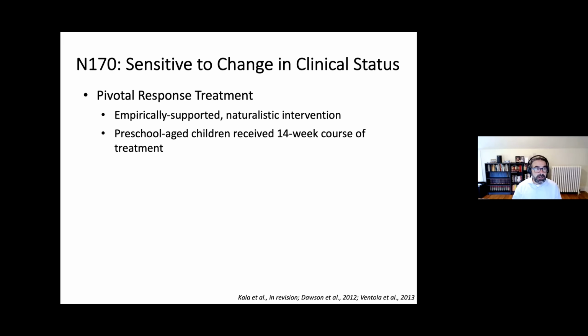And it seems to work. There's a number of studies that have shown that pivotal response treatment is very effective. And so Pam was doing this and having kids come in for a 14-week course of treatment. And we thought, what if we can take a look at the N170 when the kids come in, and then after they've received their 14-week course of treatment, to see if as kids get better, their N170 gets faster, if it moves in the direction that we would think is more typical. And that's what we saw.